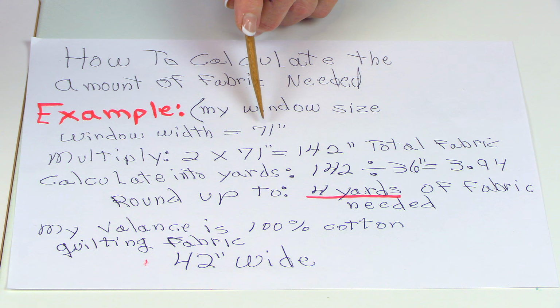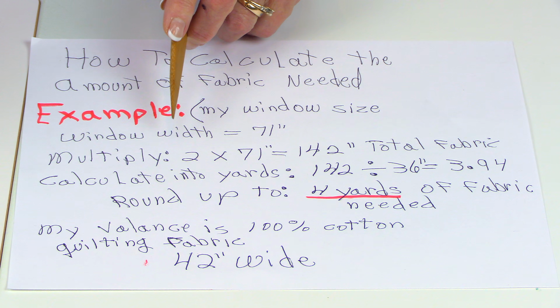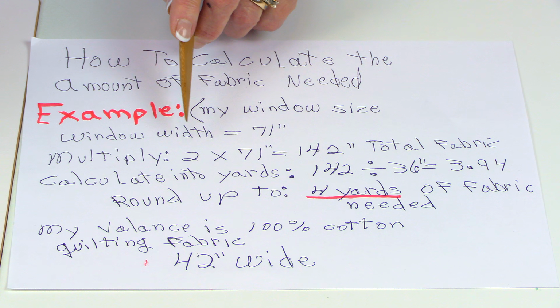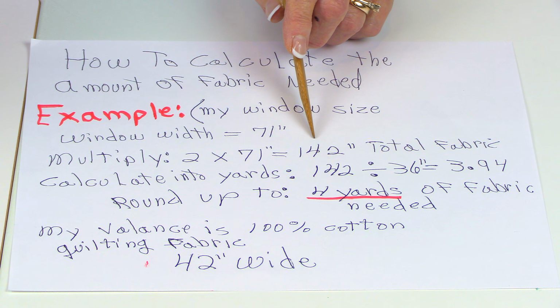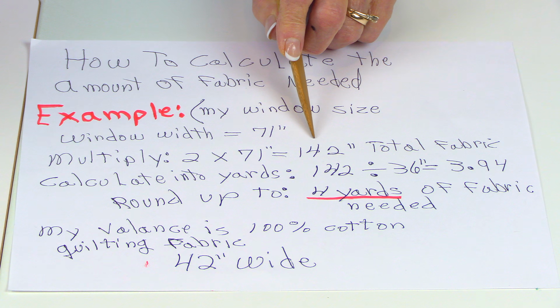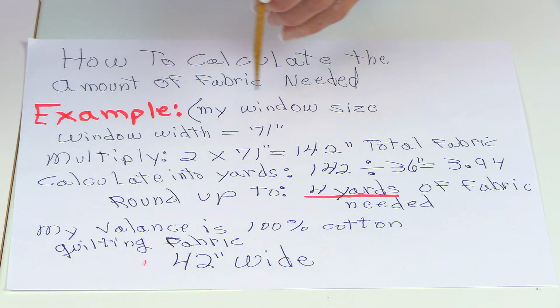So the width of my window from bracket to bracket is 71 inches. Now I'm going to take that number, 71 inches, your width, and multiply it times 2. That comes out with a 142 inches long piece of fabric. Now, if you want to calculate that into yards, you can still go in a fabric store and just say, I want 142 inches, and they can do that.